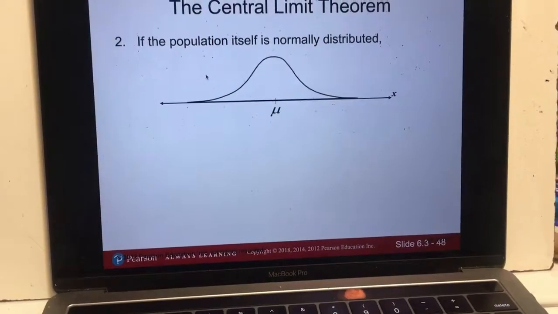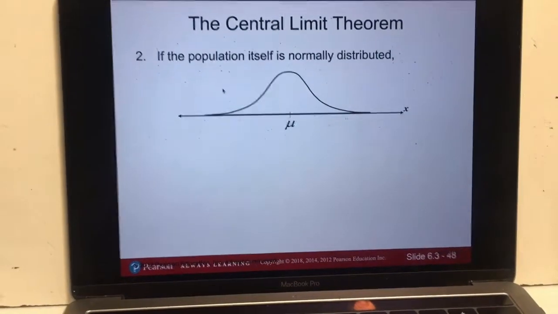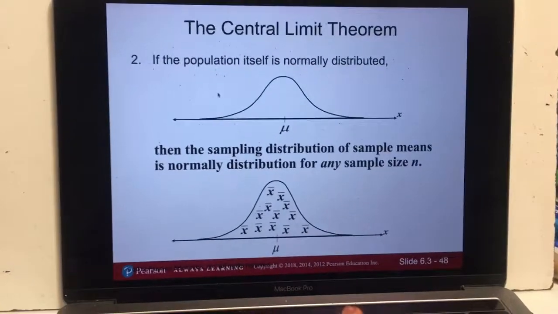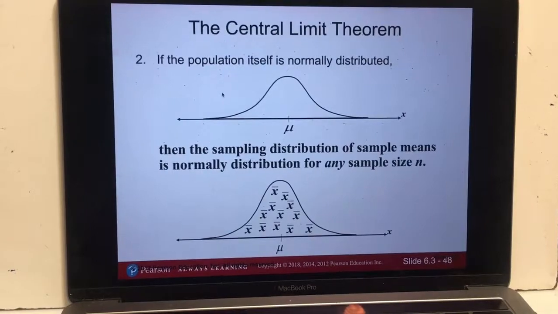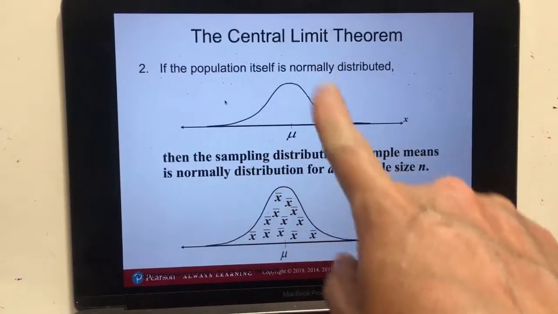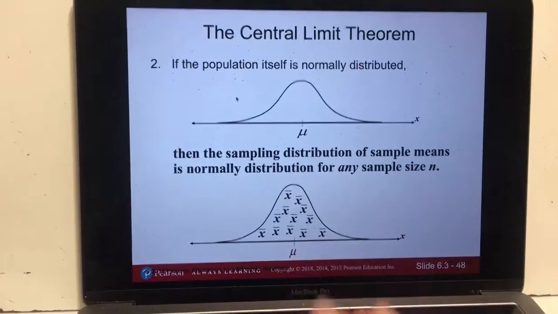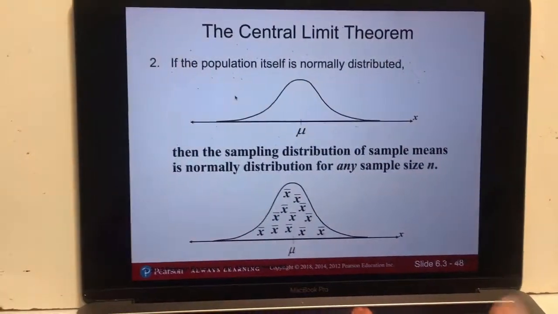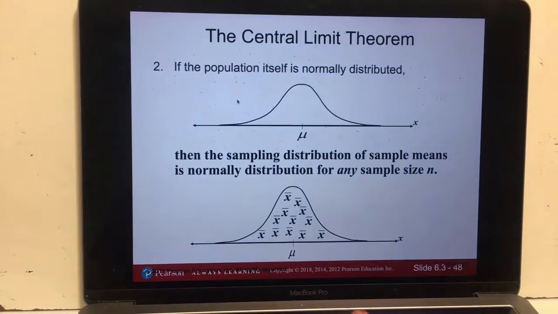Okay, if the population itself is normally distributed to start with, then the sampling distribution of the sample mean is normally distributed for any sample size n. So if we started with a normal curve in the population, then it doesn't matter what size the samples are, we still have a normal distribution. Sampling distribution will be normal.